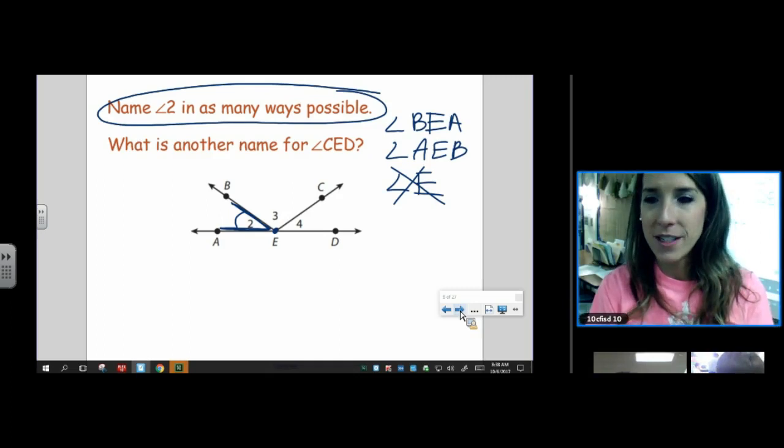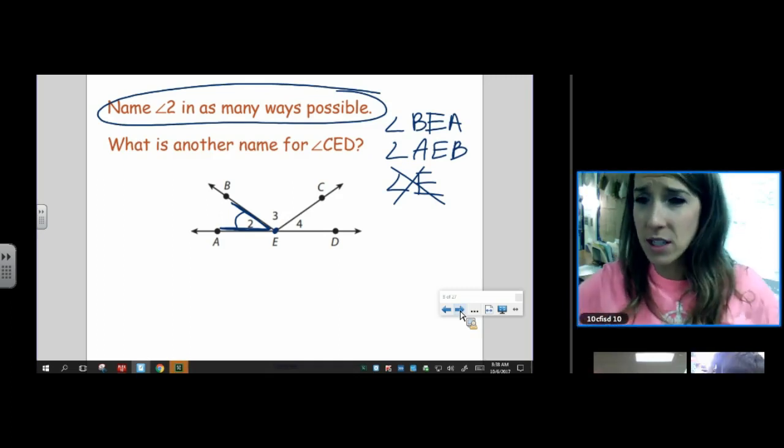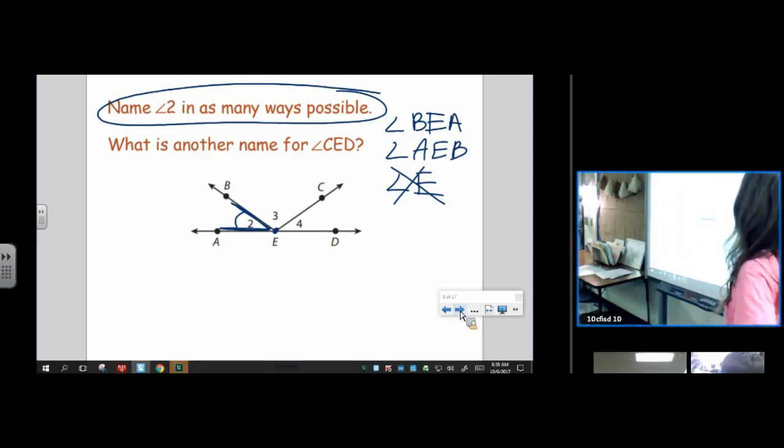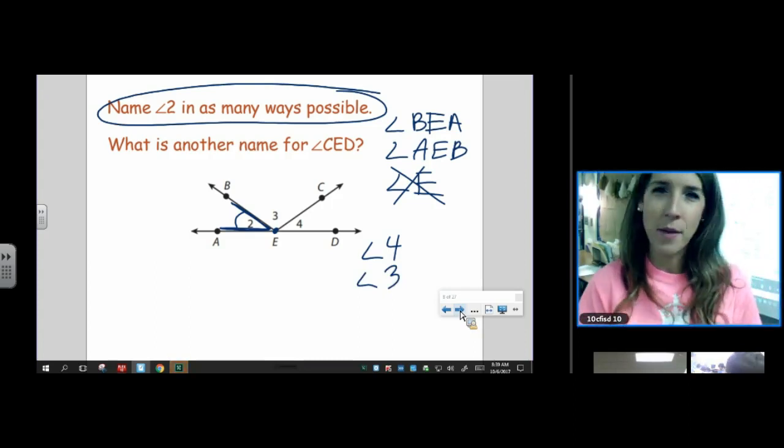The number represents just another way to name it. Sometimes I don't want to name it with 3 letters, so I put numbers in there just to give you another choice. That way I can talk about them more easily, and when I'm talking about them with you, I'm not saying 3 letters every time.